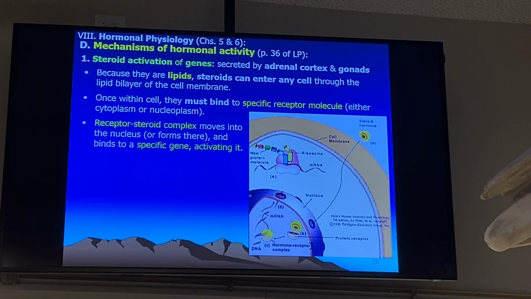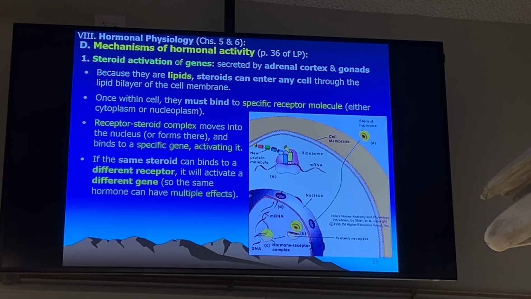The steroid actually does nothing by itself. It is the steroid-receptor combination that sets the cell in motion. That's why unless a cell has a receptor, the steroid, even if it enters the cell, won't affect it. The same steroid can have multiple receptors in the cell, so the same steroid can have multiple effects on cells.